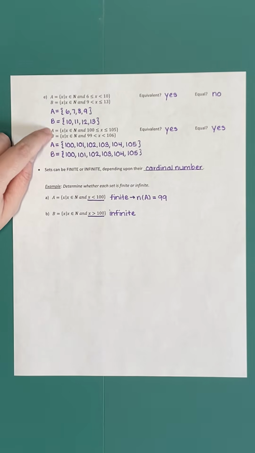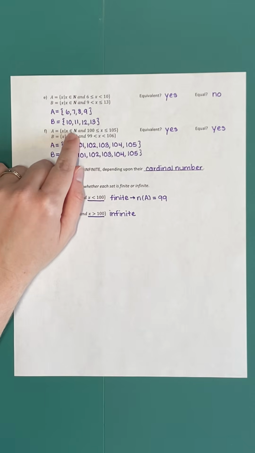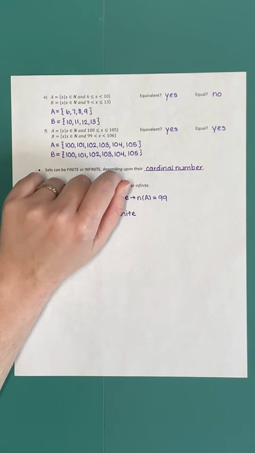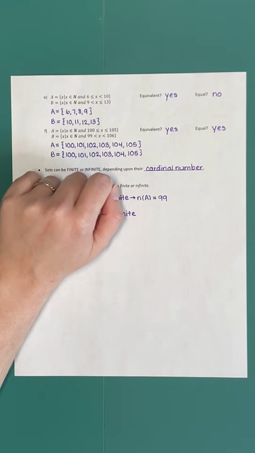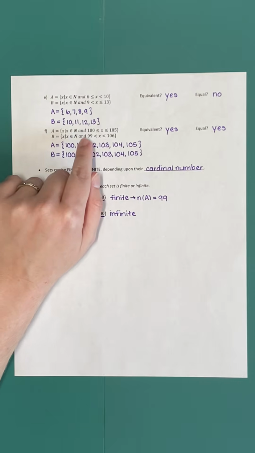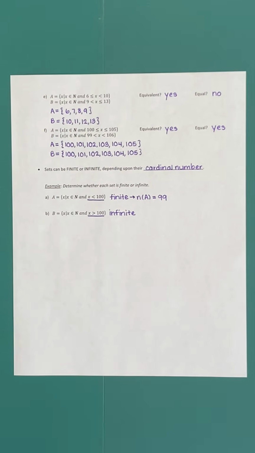Okay, 2 more. So A is all x such that x is a natural number and x is greater than or equal to 100 and also less than or equal to 105. And then B is all x such that x is a natural number and x is greater than 99 and less than 106. Something interesting is going to happen here, but it's hard to spot unless we actually write these sets out. What are their actual individual contents?